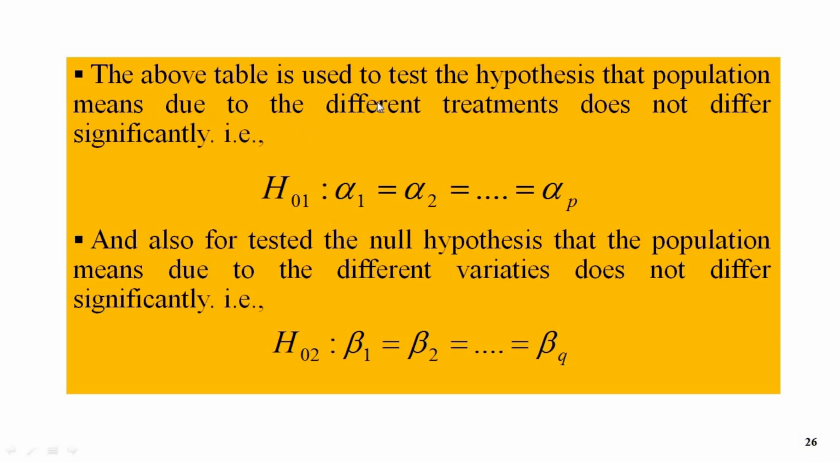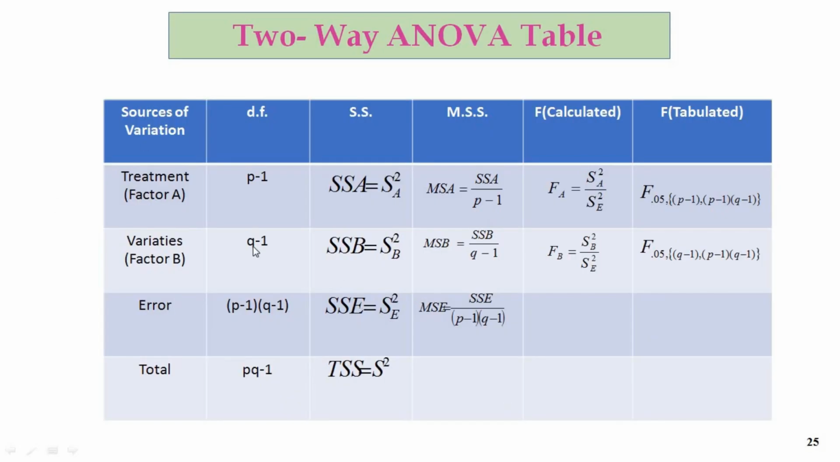Then the above table is used to test the hypothesis that population means due to the different treatments do not differ significantly. That is, H01: alpha 1 equal to alpha 2 equal to dot dot dot equal to alpha p. And also to test the null hypothesis that the population means due to the different varieties do not differ significantly. That is, H02: beta 1 equal to beta 2 equal to dot dot dot equal to beta q. So how can we draw conclusions from this two-way ANOVA table?